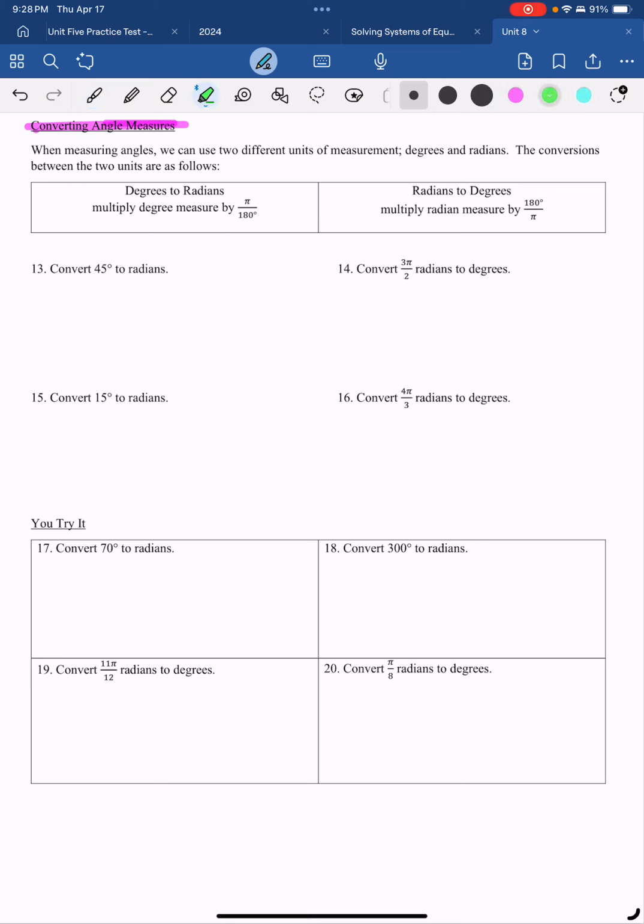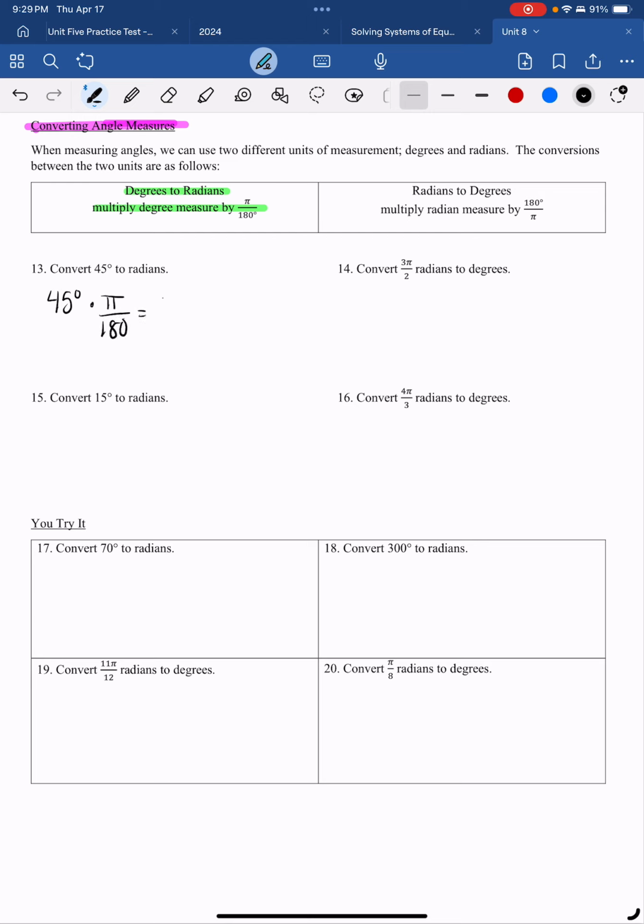The first conversion is for converting from degrees into radians. To work on that conversion, we're going to multiply our degree measure by pi over 180. So we'll start off with examples 13 and 15. To convert 45 degrees into radians, we're going to take the 45 degrees and multiply by pi over 180.